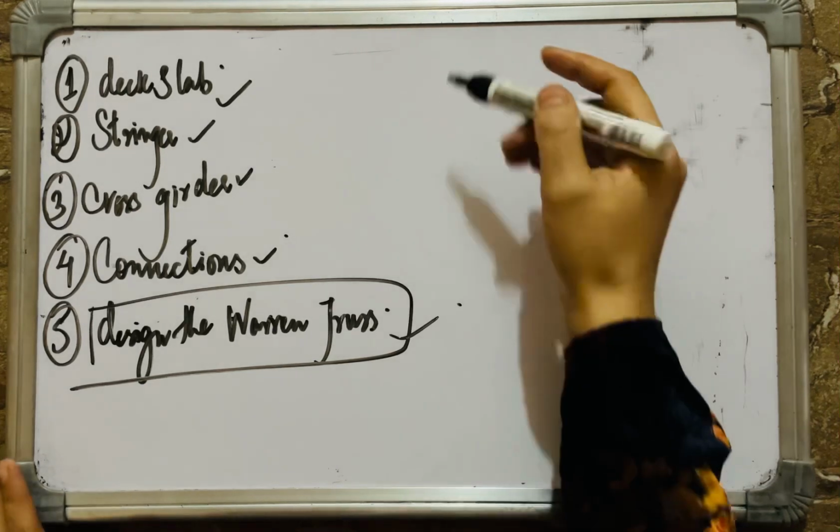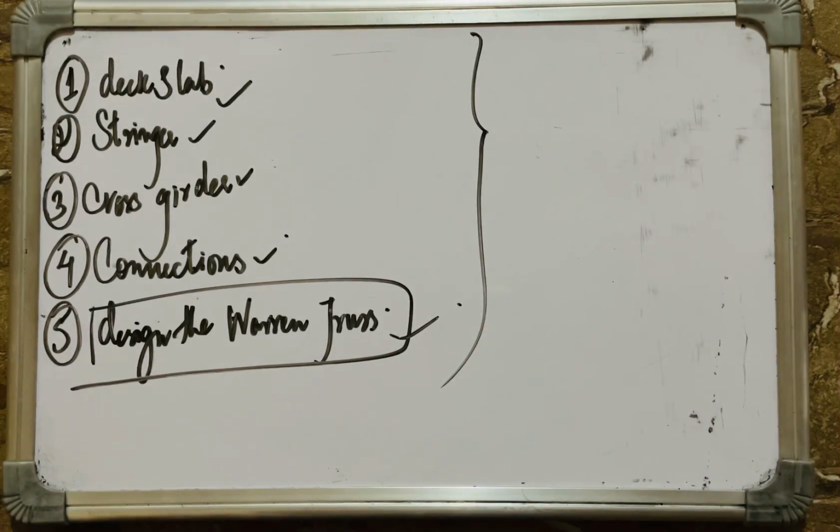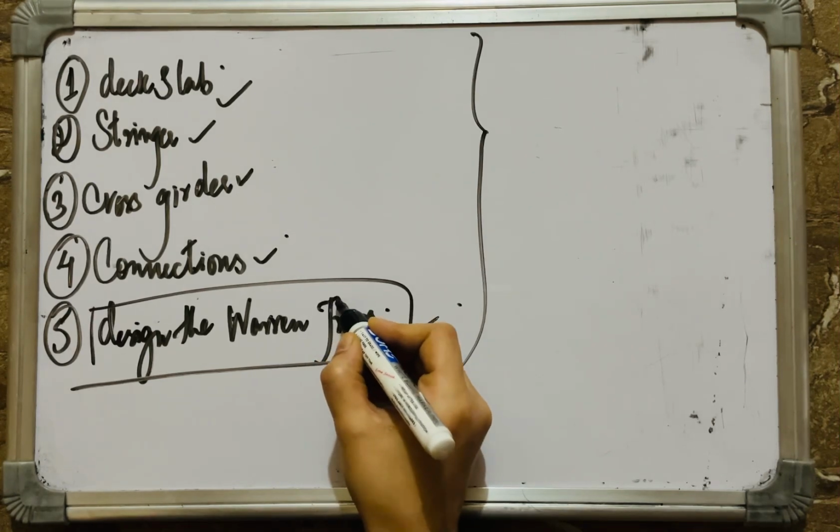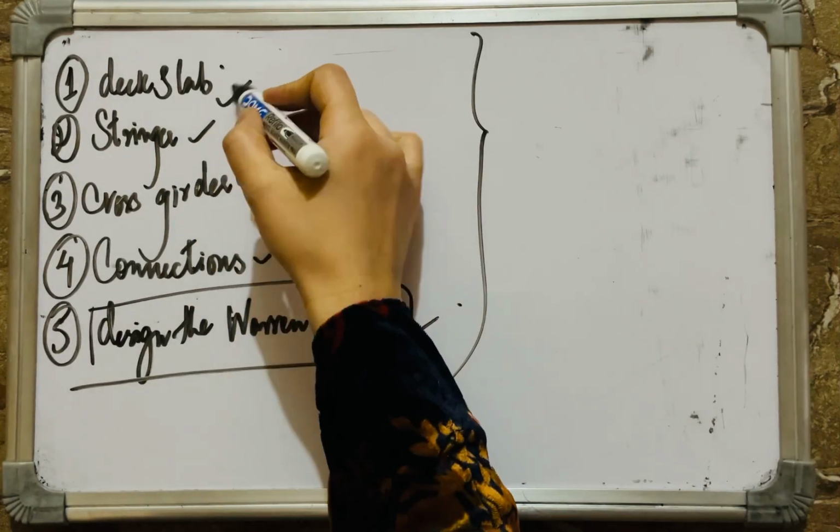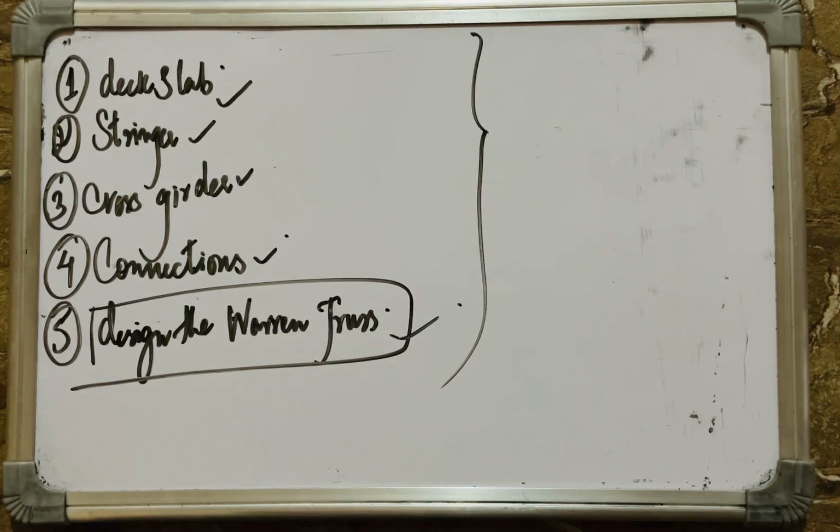So in designing of a steel truss bridge, we have completed the 4 parts. The last part that is remaining is that we have to design the Warren truss itself. That will be taken in the next video lectures, God willing. So we have completed deck slab, the stringers, the cross girders. We have checked for various stresses, bending stresses, shear stresses. We have designed the connections as well. Now the last thing that remains is that we have to design Warren truss, which we'll be taking in the next video lecture, God willing.